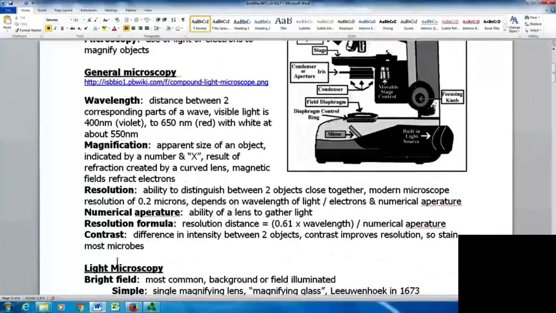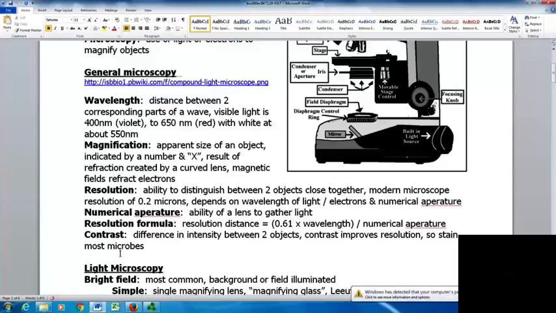In looking at general microscopy, there's a few things to consider. The wavelength is the distance between the two corresponding parts of the wave. Visible light is 400 nanometers to 650 nanometers from violet to red, with white falling at about 550 nanometers. Magnification is the apparent size of an object. It's indicated by a number, and then we use the letter X. It's the result of refraction created by a curved lens. The magnetic fields will refract electrons.